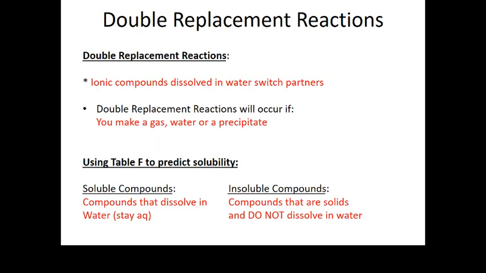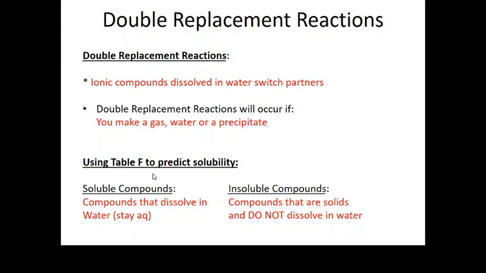So we're looking at double replacement reactions. We know double replacement reactions are when ionic compounds dissolved in water will typically switch partners. And by partners, I mean switch cations or possibly even switch anions, depending on the compound. We know that a double replacement reaction will occur if you make a gas, water, H2O or HOH, or a precipitate, that solid that we were talking about, something that is insoluble in water.